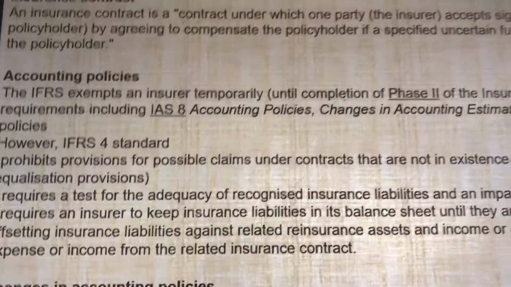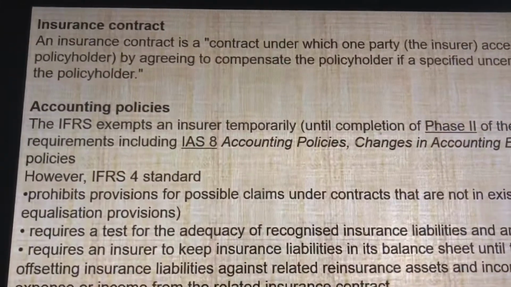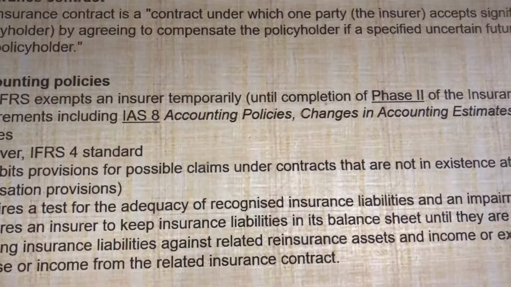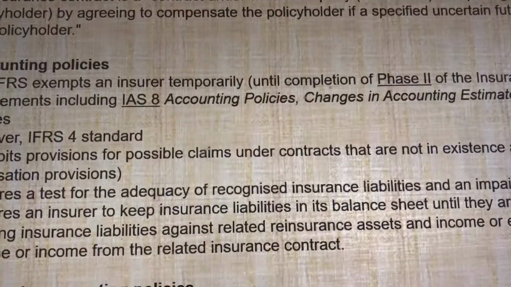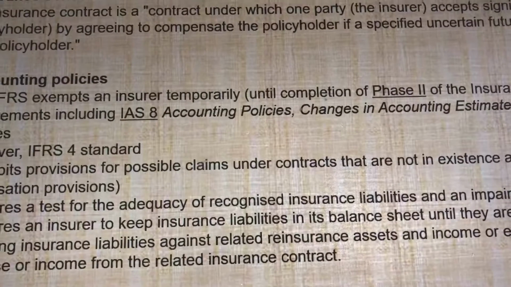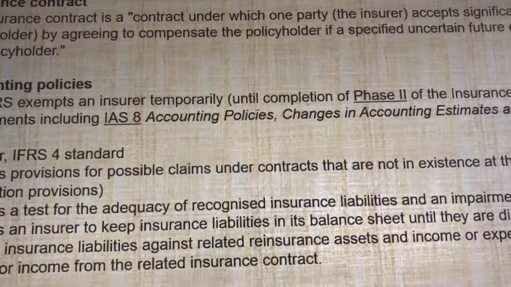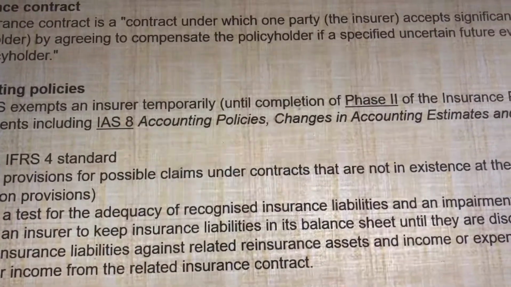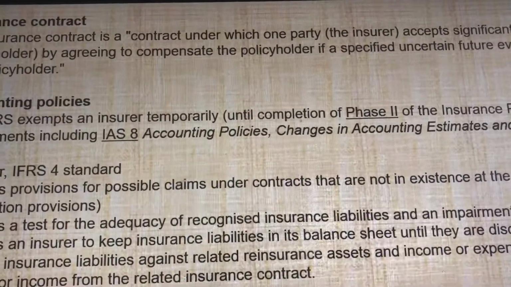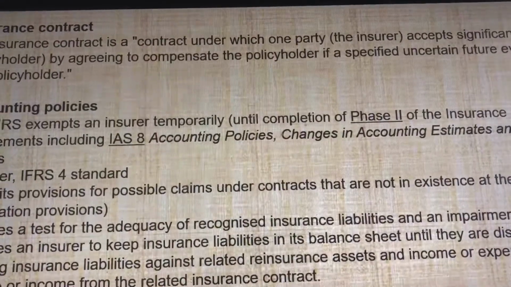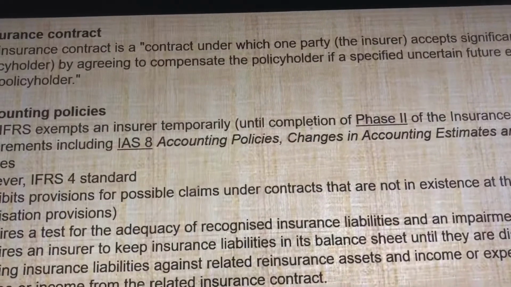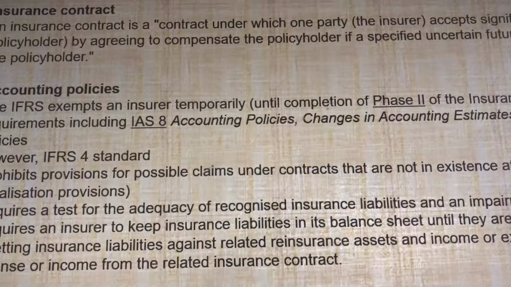Now let's talk about the definition of insurance. So insurance is a contract in which one party accepts significant insurance risk from another party to compensate the policy holder in case of an uncertain future event, like a disaster, natural disaster, fire, flood, tornadoes. That is why the company will get compensation.